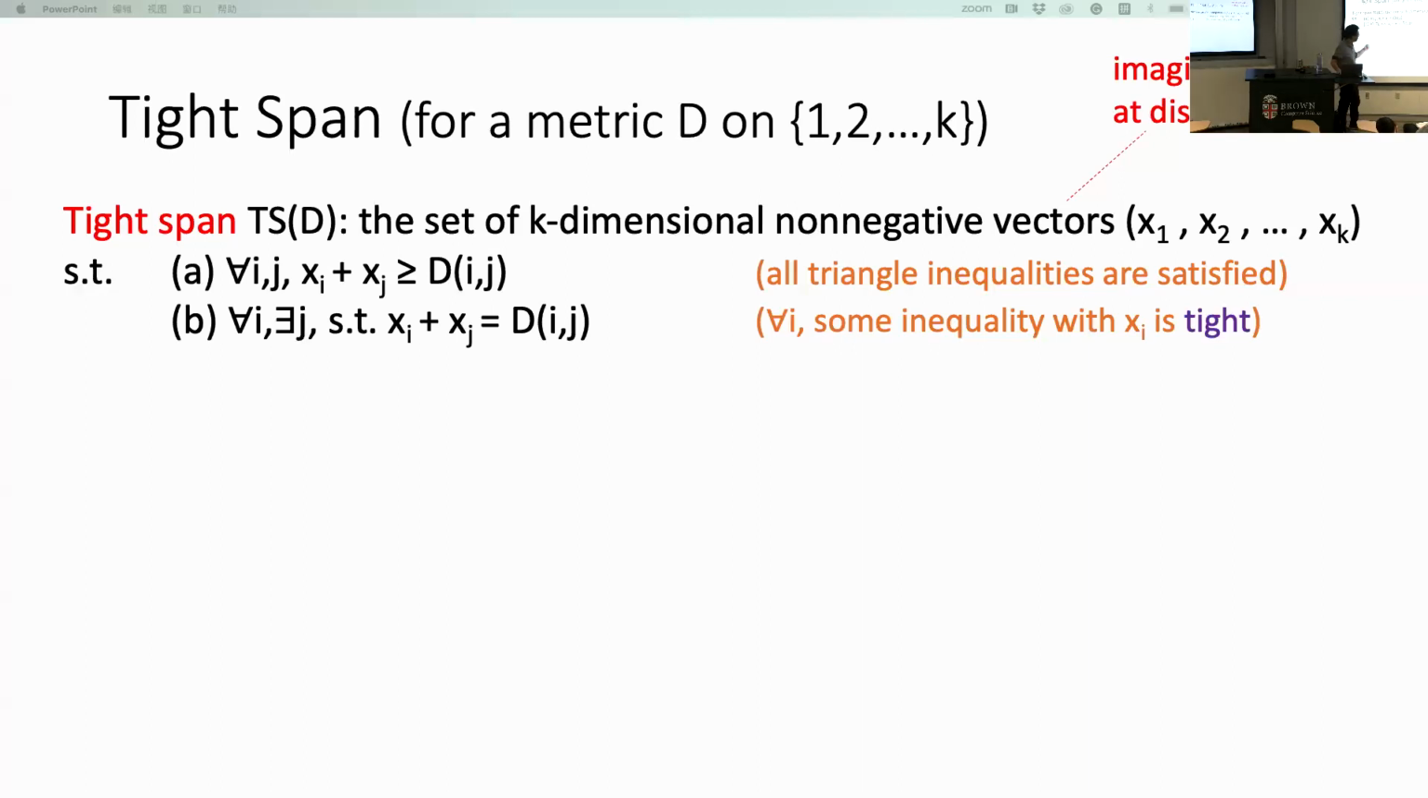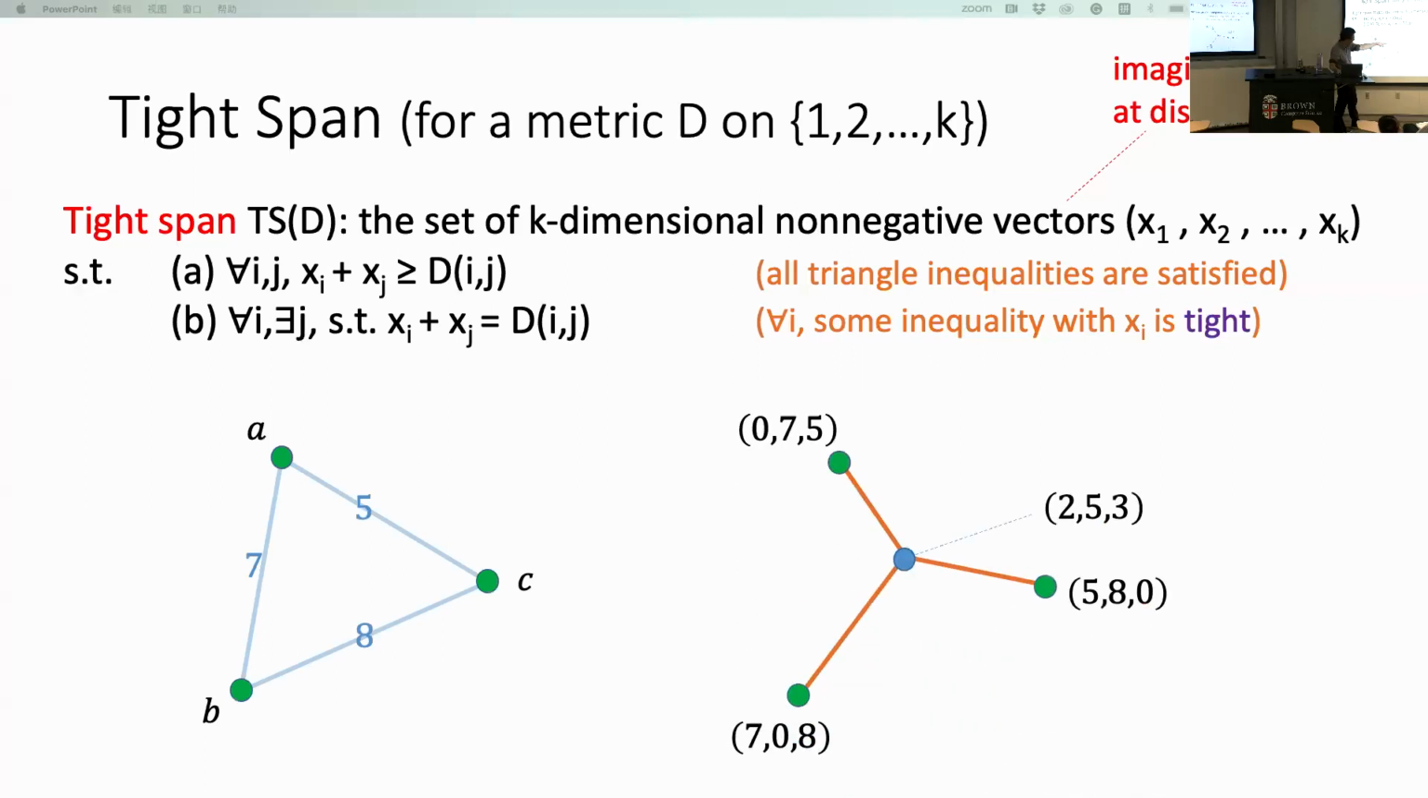Okay, so let's see an example. Again, this is basically the last technical slide. All slides after that were pictures. So this is the 3-point metric we have seen before in the previous slide. What does the tight span of this look like? It's a 3-line segment star. Let's see how it is constructed.